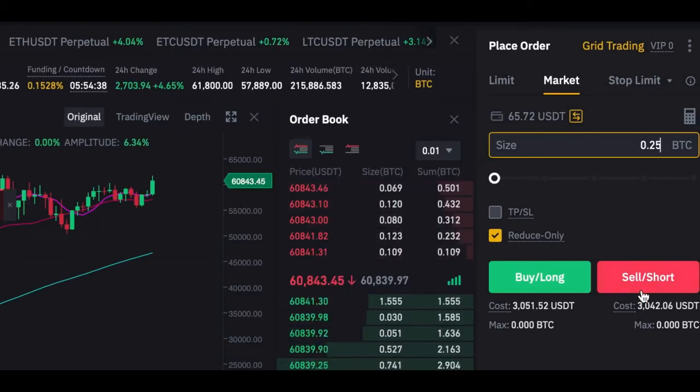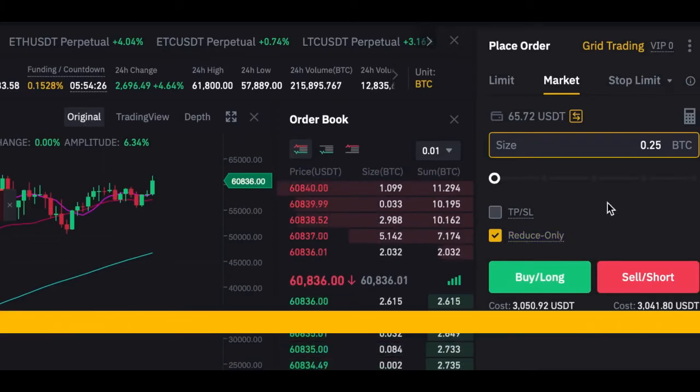The system will allow me to do that. It won't let me add to my position though. I can only reduce my position. Another way to trade is using stop limits.